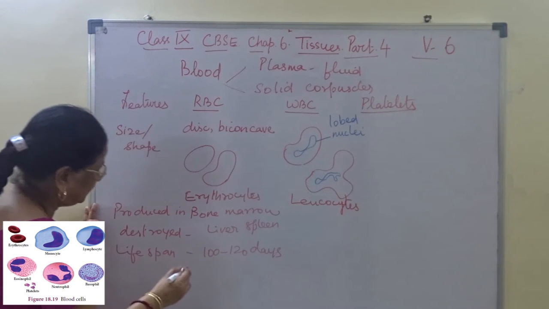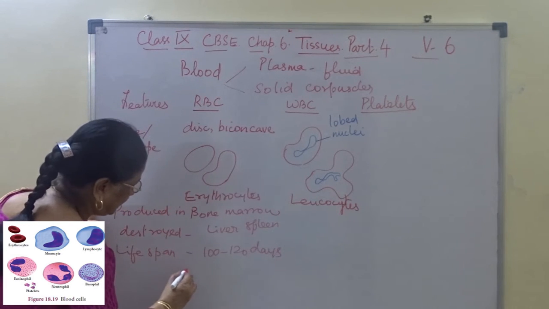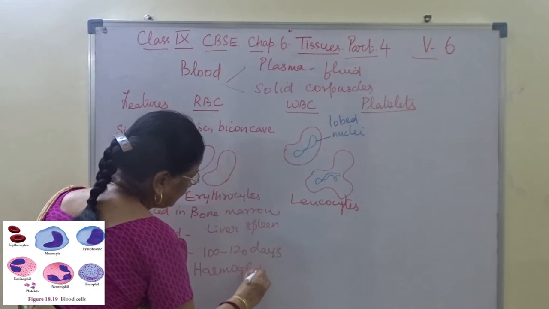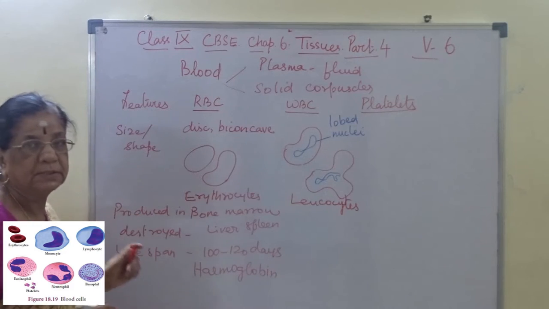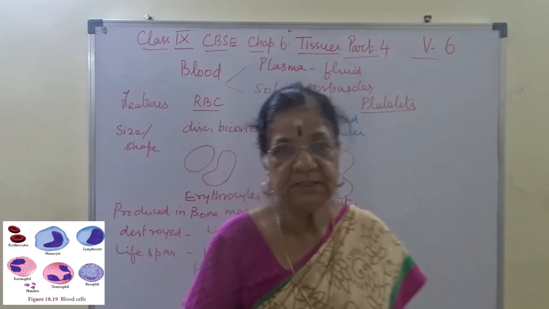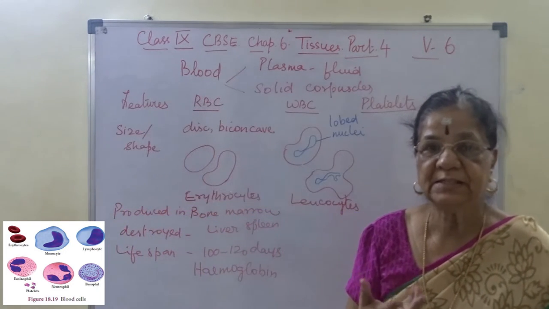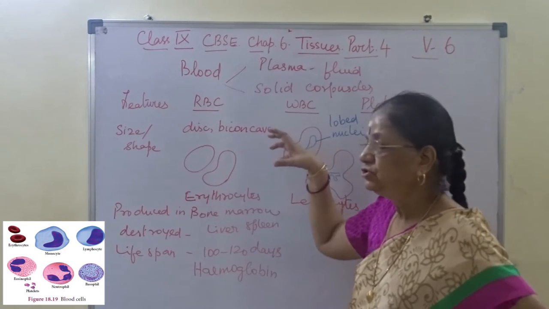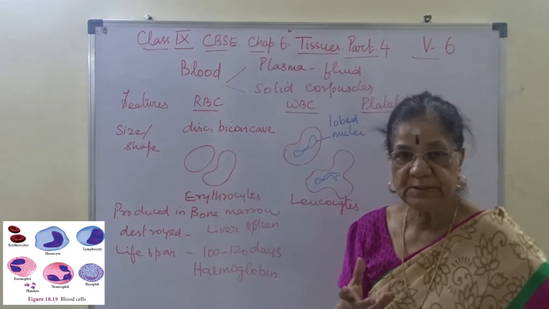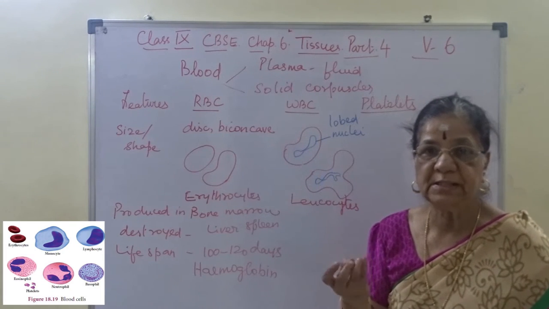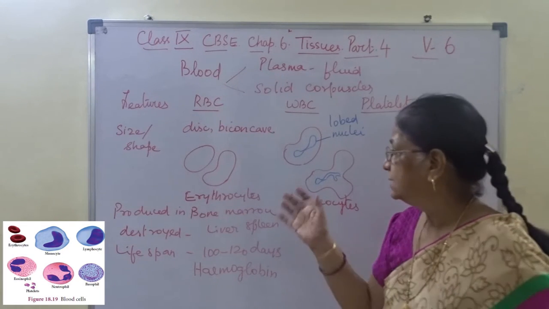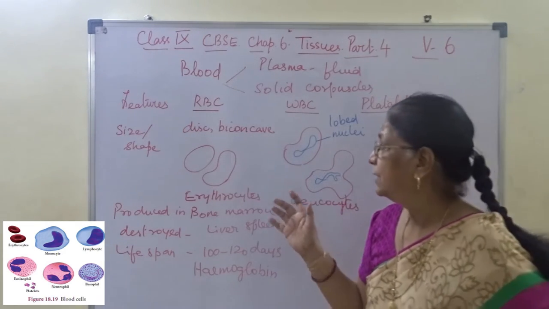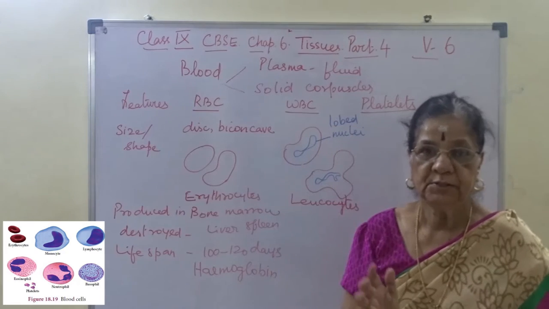RBC has a red pigment, hemoglobin, which carries oxygen. As it carries oxygen, its life activity is carried out. Mature mammalian RBCs will not have a nucleus. I hope you understand. RBCs will not have a nucleus.